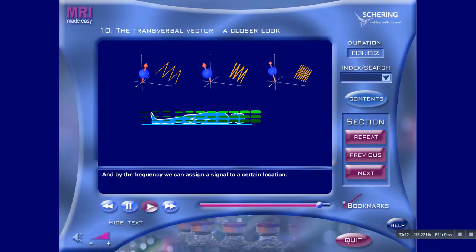That's enough about spatial information for now. We'll go into more detail about this in section 33.